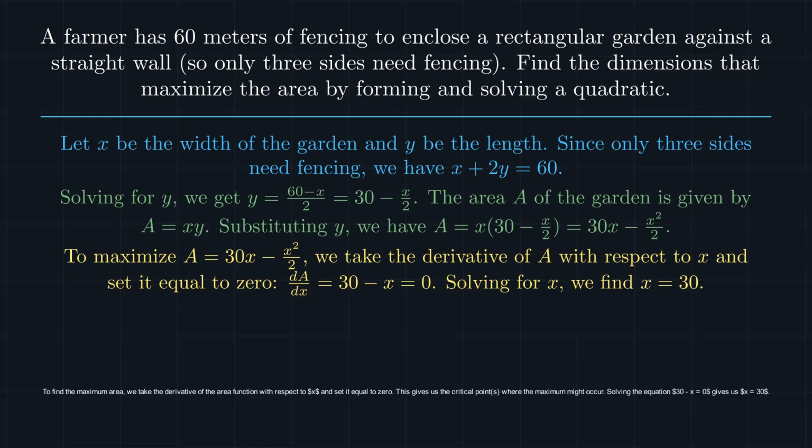To find the maximum area, we take the derivative of the area function with respect to x and set it equal to 0. This gives us the critical point(s) where the maximum might occur. Solving the equation 30 minus x equals 0 gives us x equals 30.